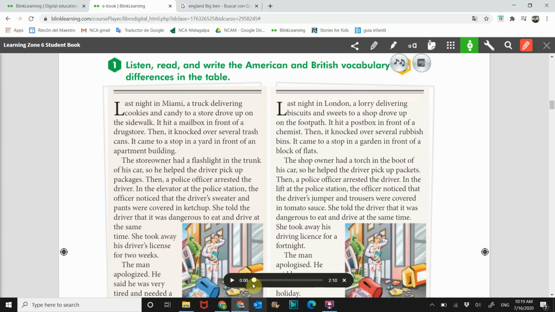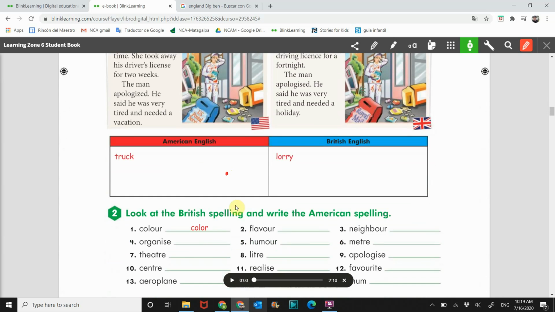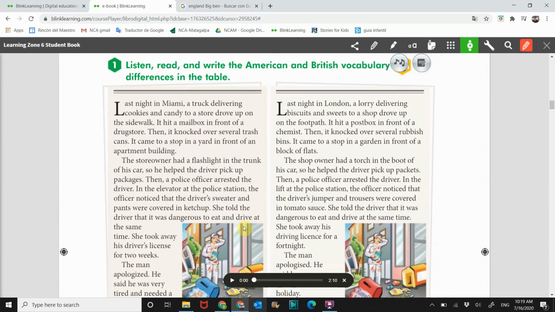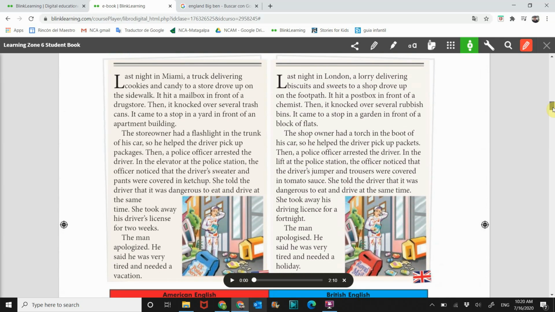So I'm going to play this audio, and first it will read you the American English, and then it will read the exact same story but with British vocabulary. And then we'll discuss the differences and fill out number 2. So be sure to read along in your book and listen while you listen to the audio.